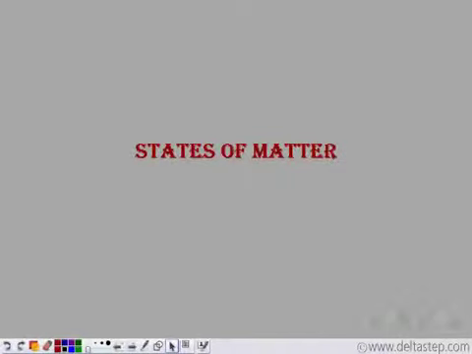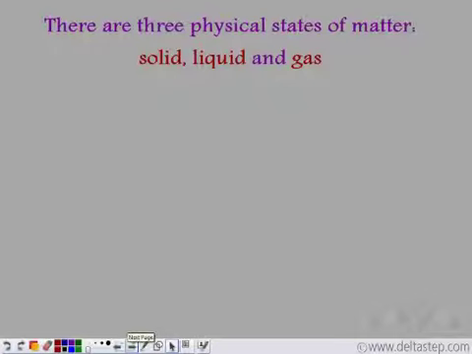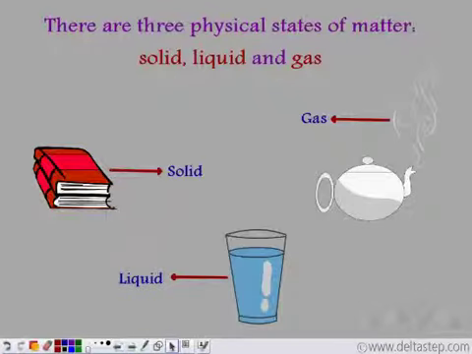So far we have seen what is matter and that everything around us is matter. So let's see the different states of matter now. There are three physical states of matter. The solid state, the book is an example of a solid state. Water is an example of the liquid state. And the steam coming out of a hot teapot is an example of the gaseous state.